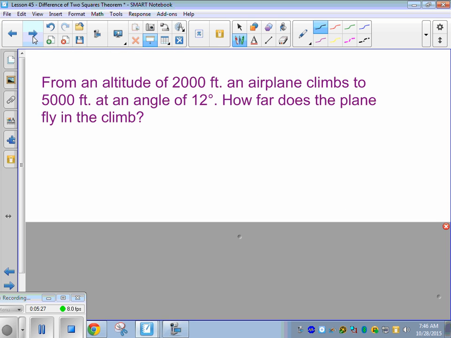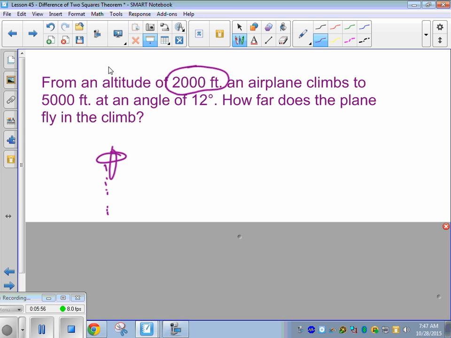Okay, from an altitude of 2,000 feet, an airplane climbs to 5,000 feet at an angle of 12 degrees. How far does the plane climb? So we have to be able to draw the picture, which is the hardest part. And then we're going to use SOHCAHTOA to solve, okay? So we've got a plane that's starting at an altitude of 2,000 feet. So let's draw ourselves a lovely plane, and it's 2,000 feet above the ground.